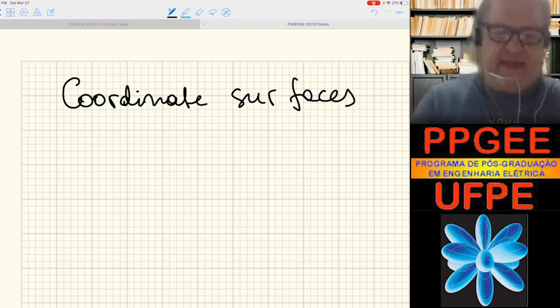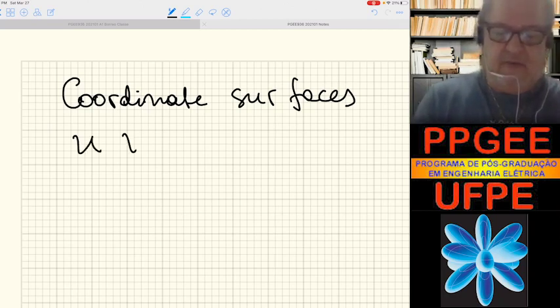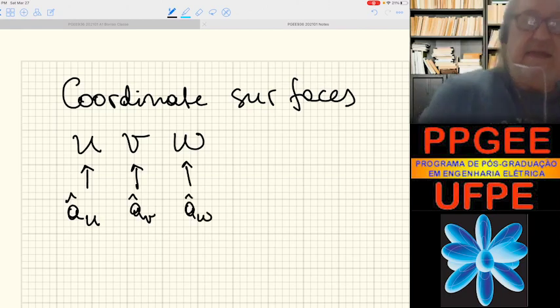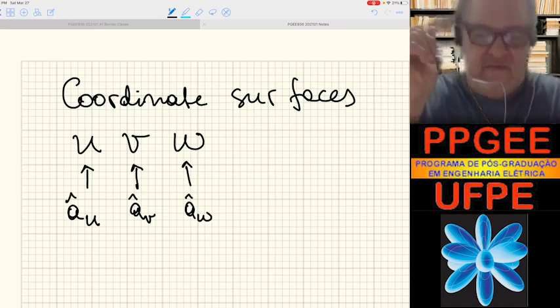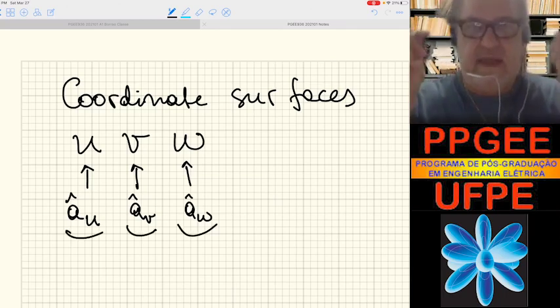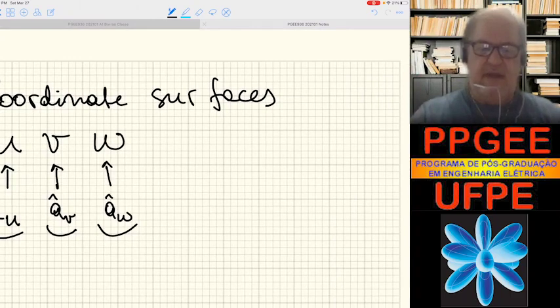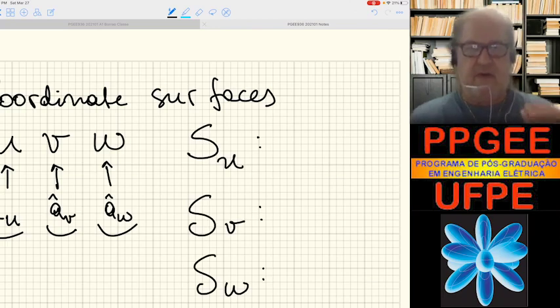In general, you have a set of surfaces, with three coordinates in space, U, V, and W, okay? Associated with these coordinates, we have versors, a_U, a_V, and a_W. We are talking about a cyclic orthonormal system. So the versors are all mutually orthogonal and form a cyclic basis. So the coordinate system has to be defined consistently, okay? So we have coordinate surfaces, which we call S_U, S_V, and S_W. This is a concept valid for any coordinate system.